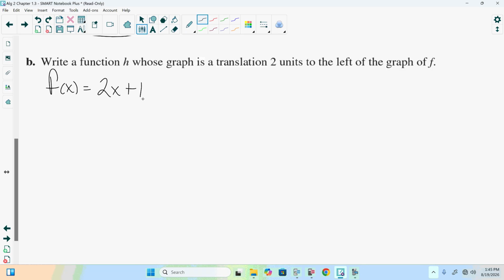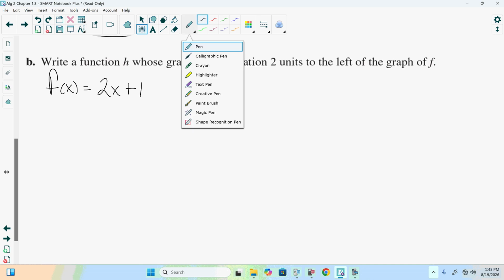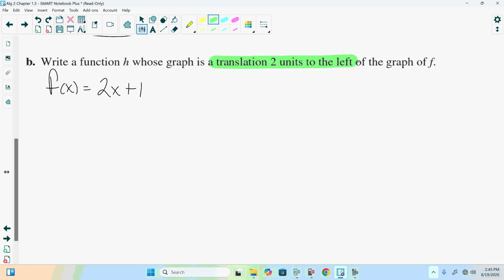For our second example, we're still using the function 2x plus 1. We're using it again. And it might be helpful to note in your notes, but this time we're translating it 2 units to the left. So it might be good to have the 2x plus 1, 2 units to the left. And this time they wanted us to call it h of x. f of x is still 2x plus 1. We're wanting to translate it 2 units to the left.